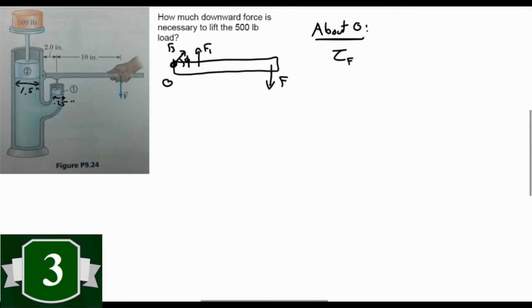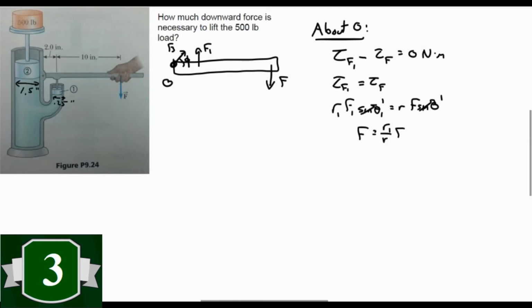The clockwise torque minus the counterclockwise torque has to be 0 newton meters because we're in equilibrium. Set them equal, plug in r F sine theta, and the sine thetas in this case are both 1 because theta is 90 degrees. At the moment now we're stuck because we don't actually know what F1 is. So let's move over to the hydraulic side of things and take a look at that. Pascal's principle tells us that the pressure in the fluid is going to be the same everywhere, which means the pressure at point 1 is going to equal the pressure at point 2.